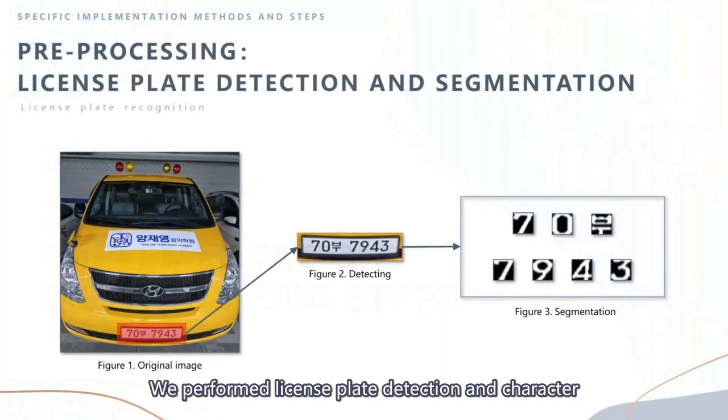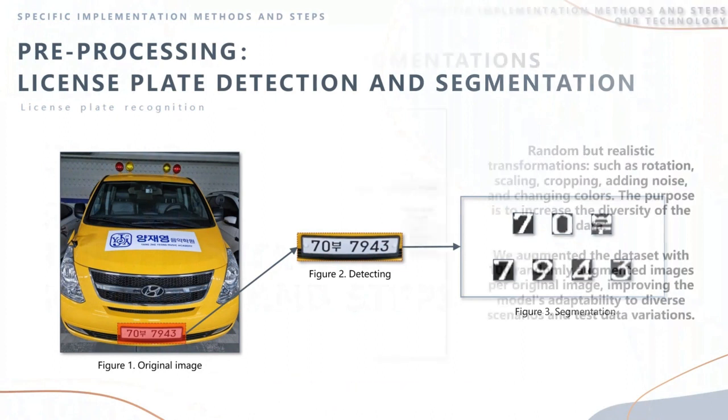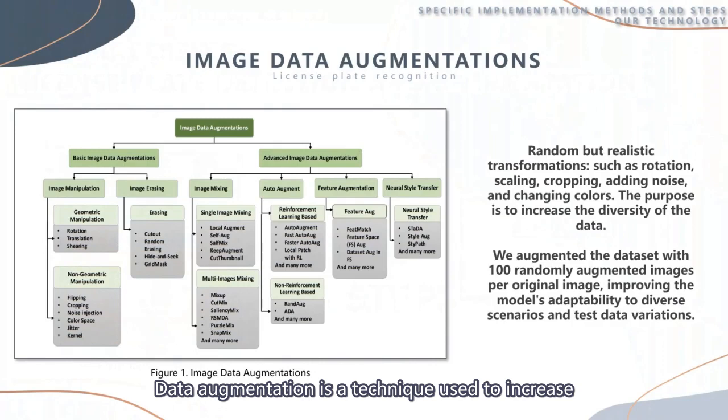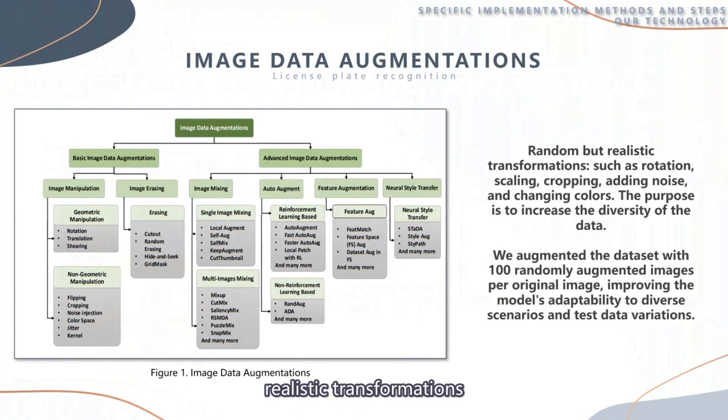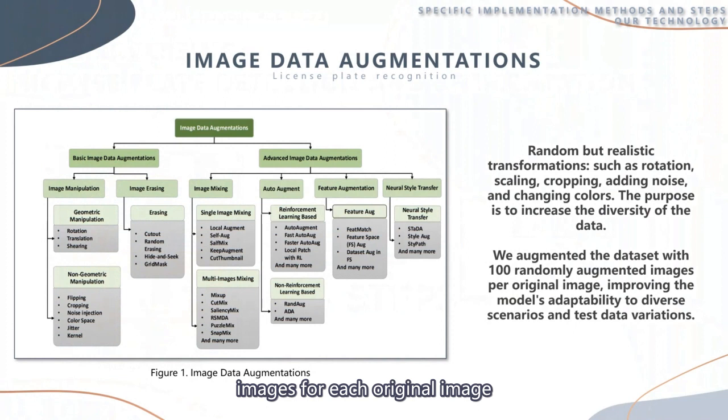We performed license plate detection and character segmentation using techniques that are commonly used in the field. Next is data augmentation. Data augmentation is a technique used to increase the diversity of a dataset by applying random but realistic transformations. The augmented dataset can provide additional variations and improve the model's ability to handle different scenarios. This is called generalization. In this step, we generated 100 randomly augmented images for each original image. We then used this dataset to train our model.